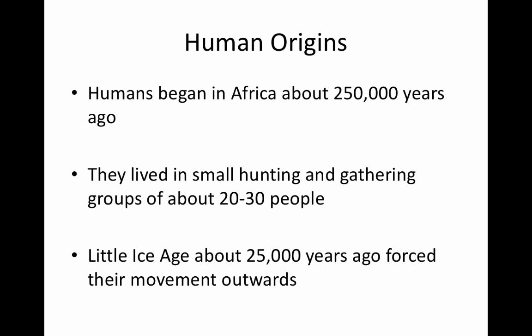So, human origins. Humans began in Africa about 250,000 years ago. We think they lived in small hunting and gathering groups of about 20 to 30 people. And what's important about this is that we call these groups kinship groups, and here's why.